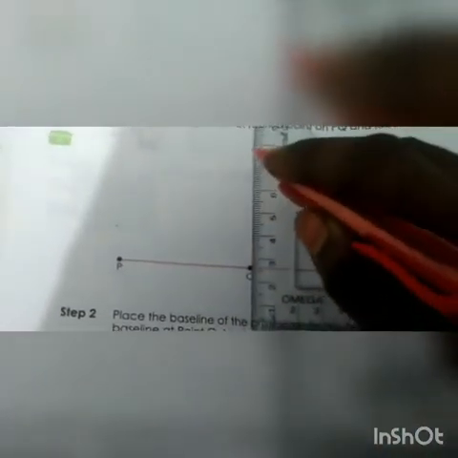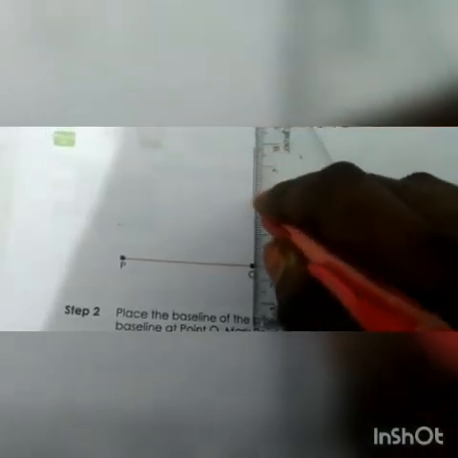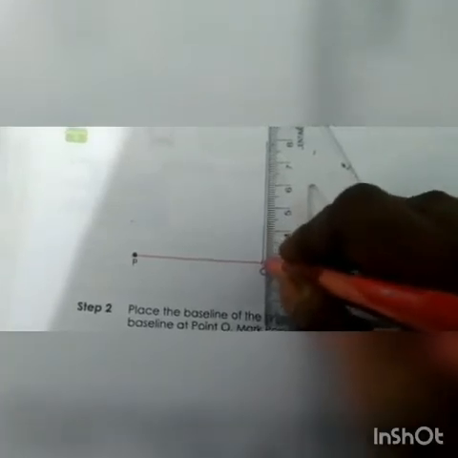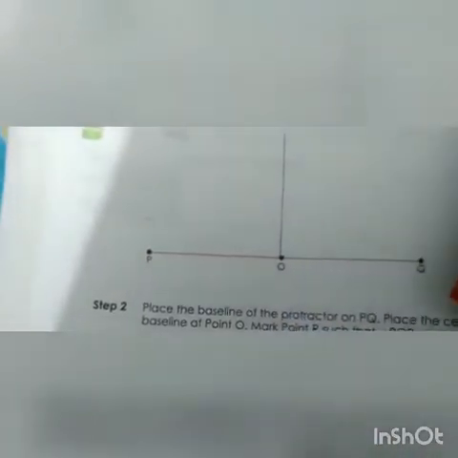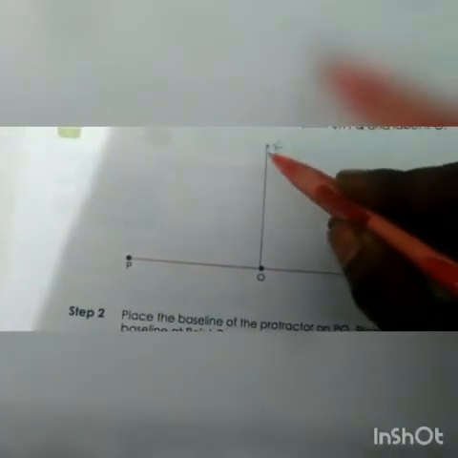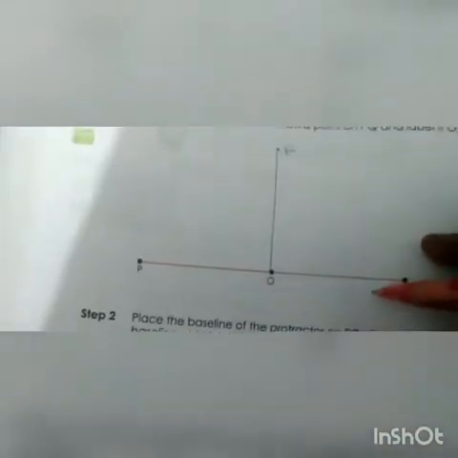Then take a scale and draw a line that should start from that point and end at O. So you have to keep the scale like this. After keeping the scale like this, draw a line from here, and the line should end at the center point of the line segment, O. After drawing the line, take the ruler away. We consider this point as R. So we got the perpendicular line segment over here.